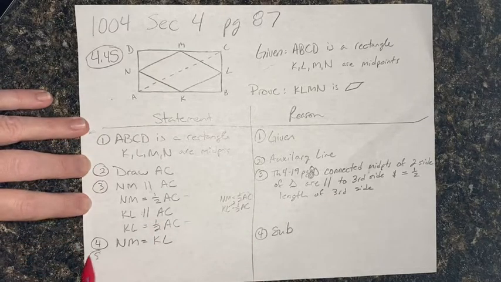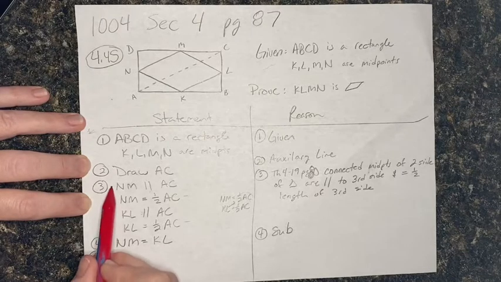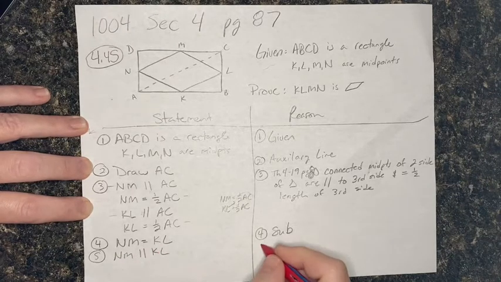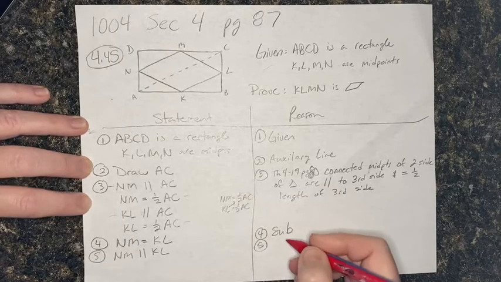Now for step five, we're going to use this part and this part. Okay, and I'm going to say that NM is parallel to KL. And you could write substitution here.